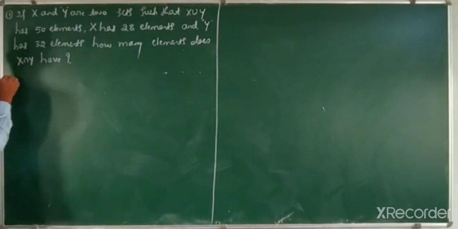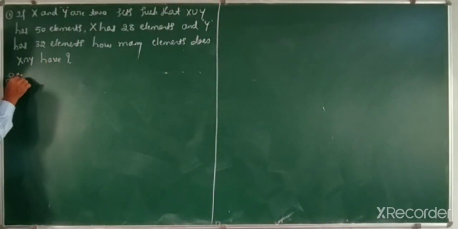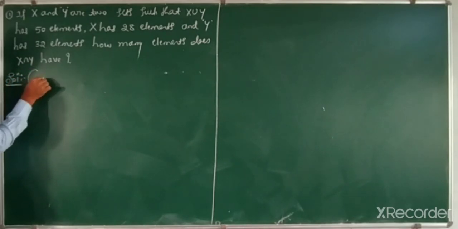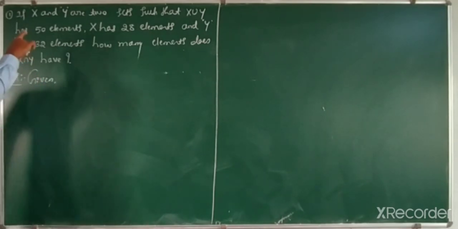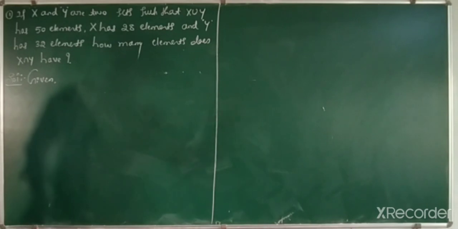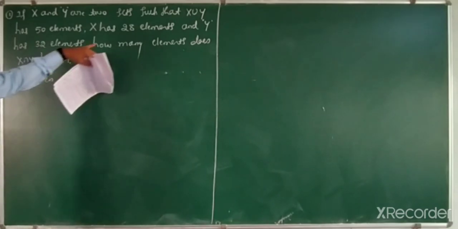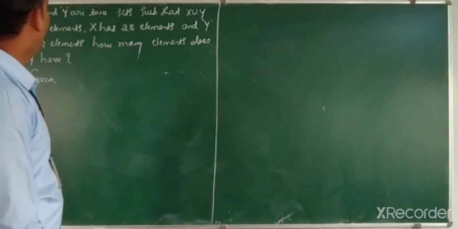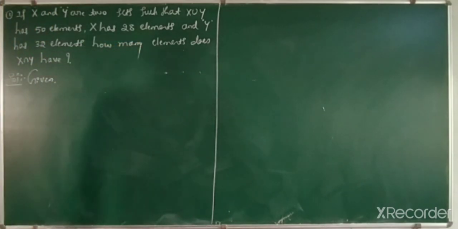Solution. First you write given. What are they given? X and Y are two sets. X union Y has 50 elements. X has 28 elements. Y has 32 elements. How many elements does X intersection Y have?